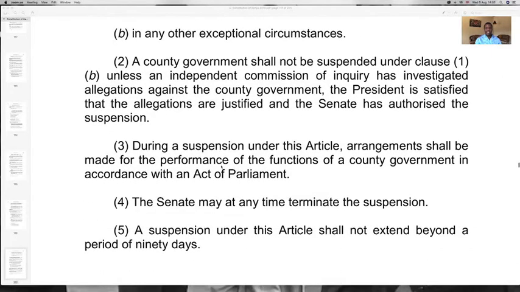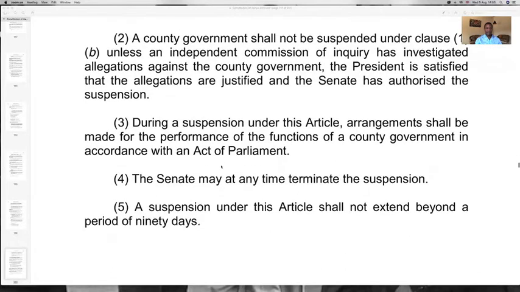And a county government shall not be suspended unless an independent commission of inquiry has investigated the allegations against the county government, and the president is satisfied that the allegations are justified, and the Senate has authorized the suspension. Therefore, there should be an independent commission of inquiry to investigate, and the president should be satisfied with the investigations, and the Senate should authorize the suspension.